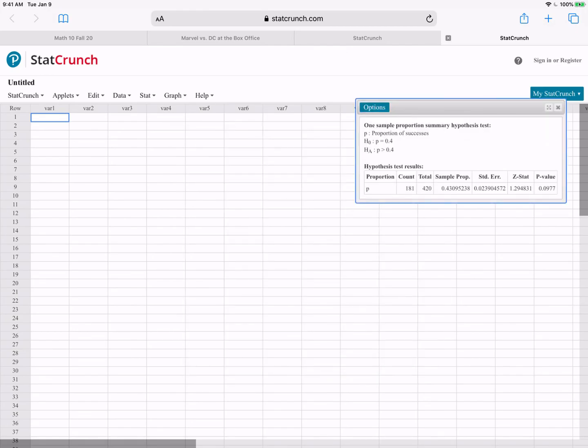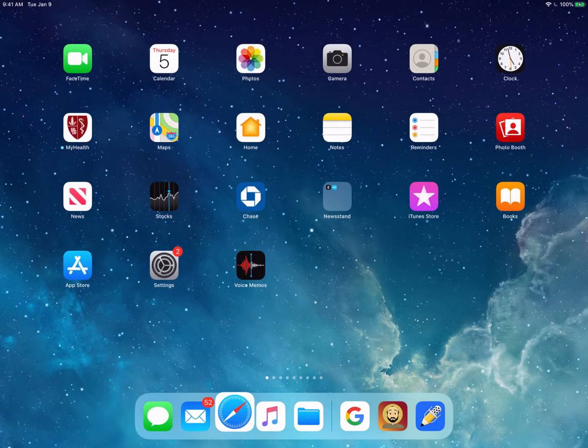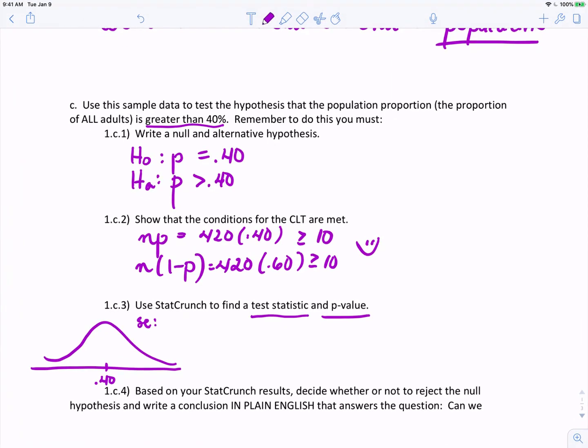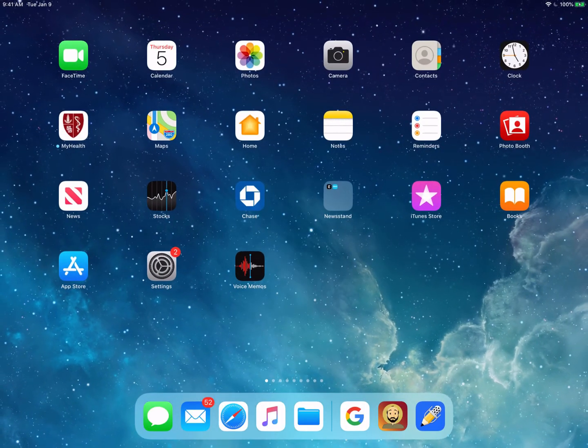Now, we'll report the test statistic and the p-value, but remember it's the p-value that tells us whether we're going to reject our null hypothesis. So we have a test statistic of 1.29, so not very surprising, and a p-value of 0.097 or 0.098, which is also not surprising. So let's go ahead and record those. So test statistic is 1.29, and our p-value is 0.09. Let's take a look again.